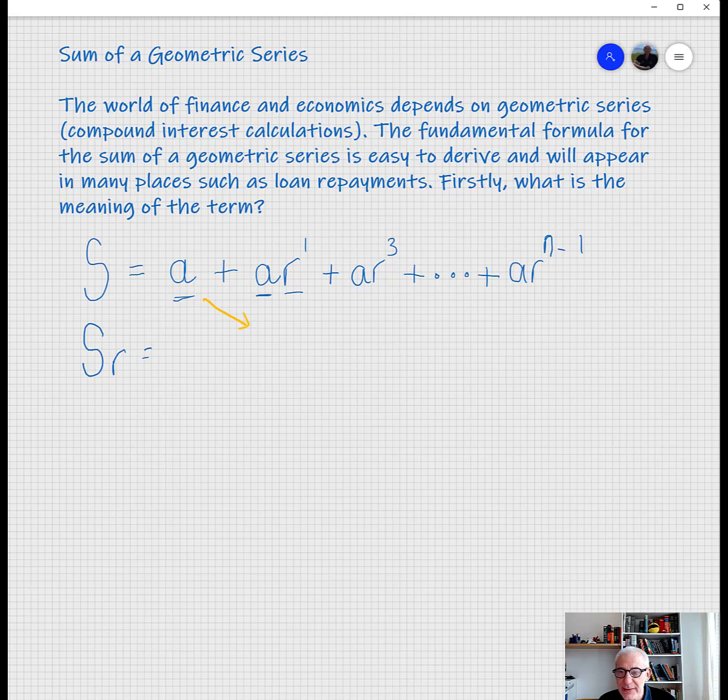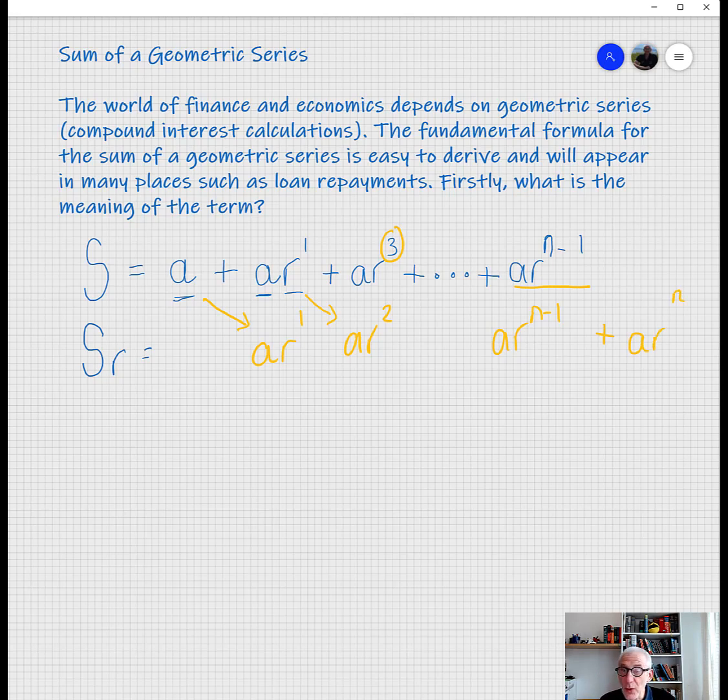AR to the 1. We've just taken the R and multiplied it through. And that same thing applies, I've got a bit of a mistake up here, that should be a 2, AR squared, and so on. It's going to go to AR to the N minus 1, and then the final one, which is R times this, is going to be AR to the N.